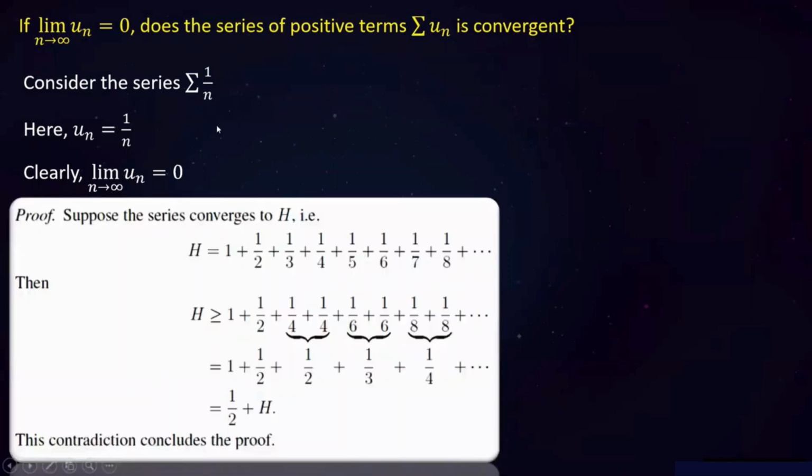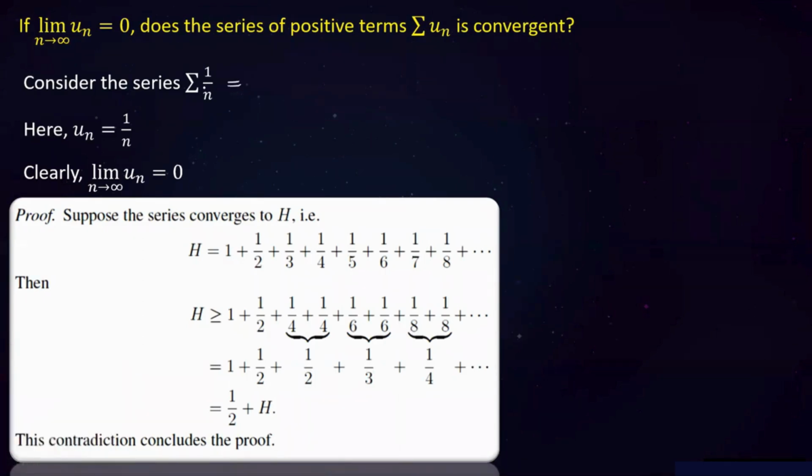In fact, we are in a dilemma where, as of now, we don't know whether it is convergent or not, but I'm just assuming that it is convergent, right? Understand this. I'm just assuming the given series summation Un is convergent. I mean, summation 1 by n is convergent. What is actually summation 1 by n if you write all the terms from this?